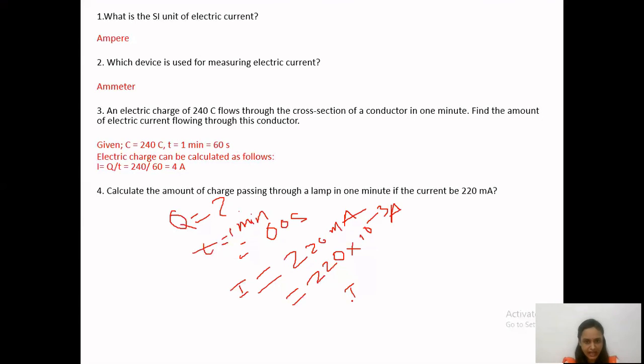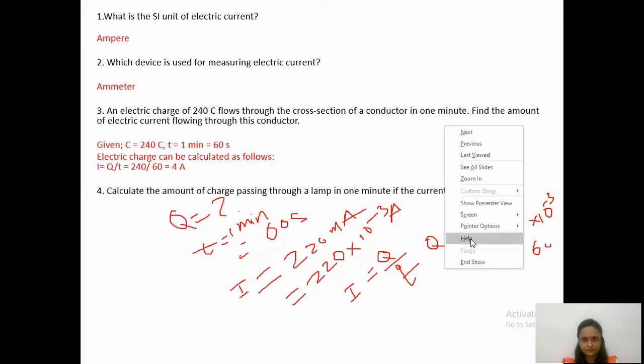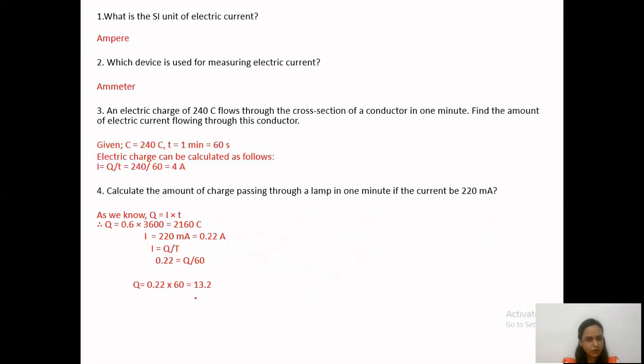Now we have to calculate Q. We have the formula I is equal to Q by T, so Q will be equal to I into T. The I is given, T is given, so we just put the values and we can get the answer. I is 220 into 10 raised to minus 3, into T, and T is 60. So just solve it and we get the answer. I have the final answer as 13.2 coulomb.